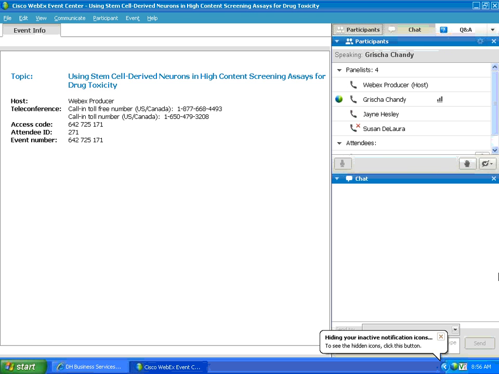Great. So there's a question about, can you talk about the number of colors that you used in the assays, and the number of colors used in the assays presented?